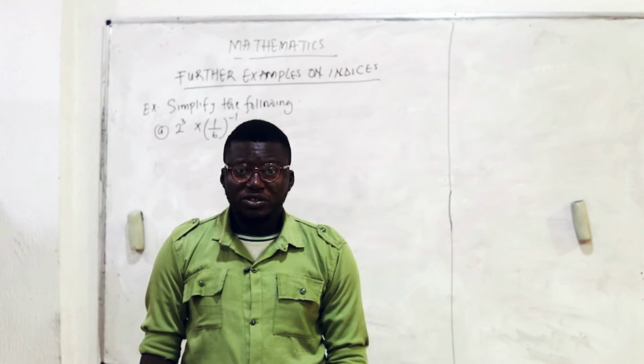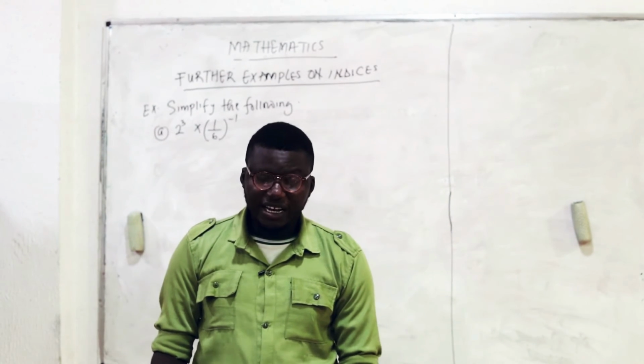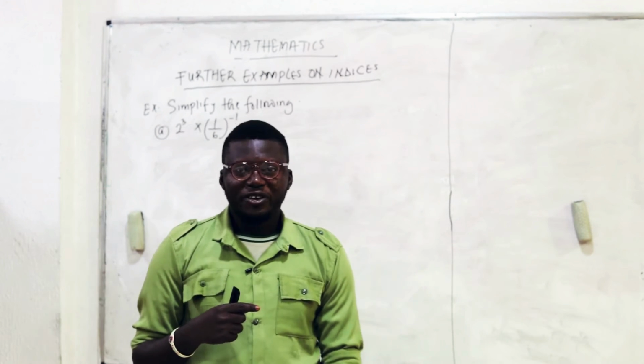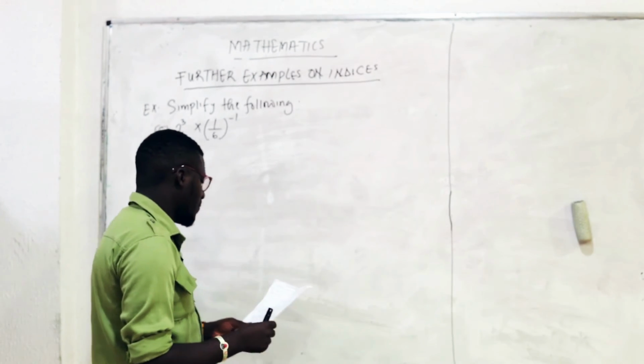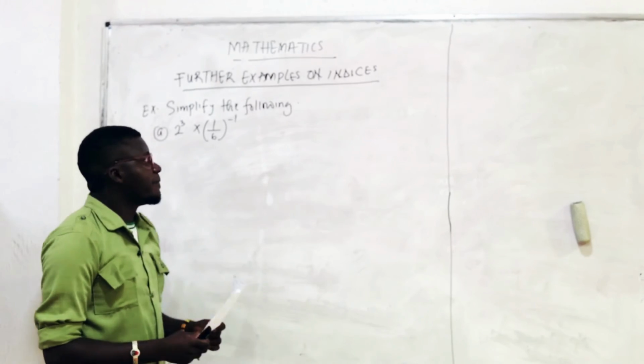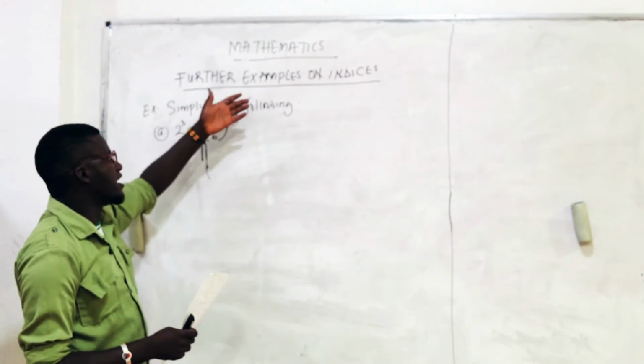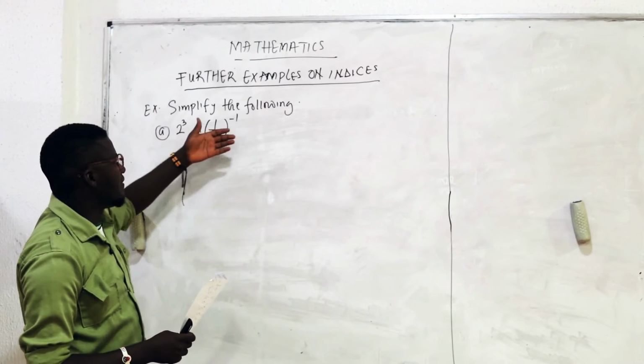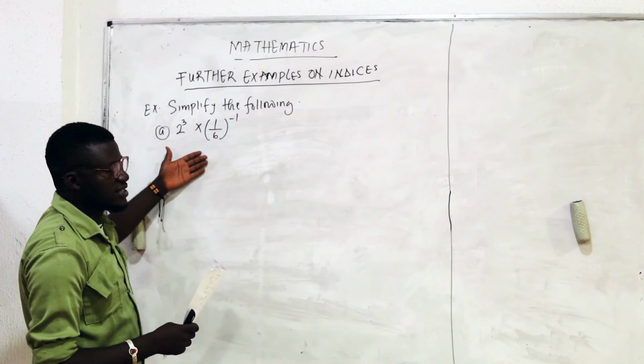And in today's class, we're going to be considering a topic titled Further Examples on Indices. I'm continuing from the previous class. Now, here I have my topic, Further Examples on Indices. Example says I should simplify the following. So this is the first example here.